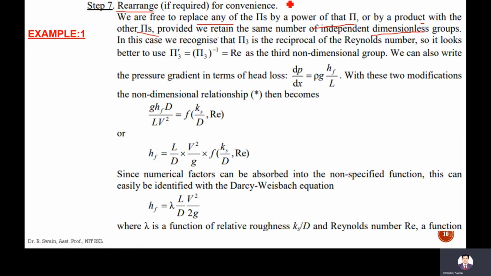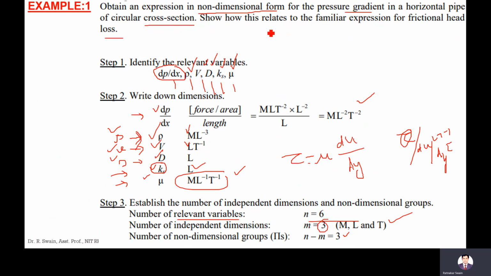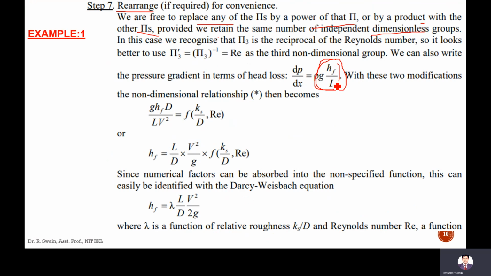And the pressure gradient we can write as rho g into hf by L. That expression we know. Why are we writing this? Because in the question it is asking how this relates to the familiar expression of frictional head loss. That's why I am writing rho g hf by L here. Otherwise, it is not necessary to write this formula; directly we can express dp by dx.